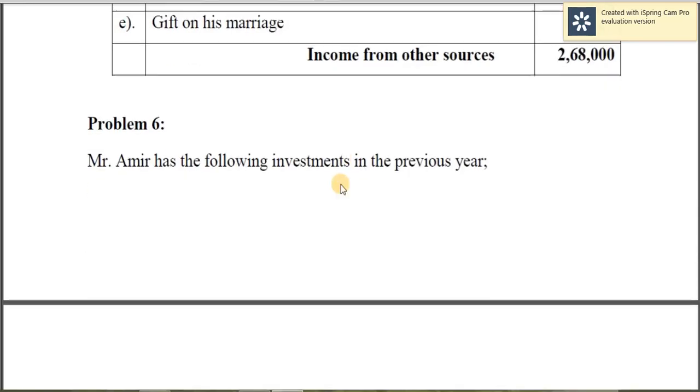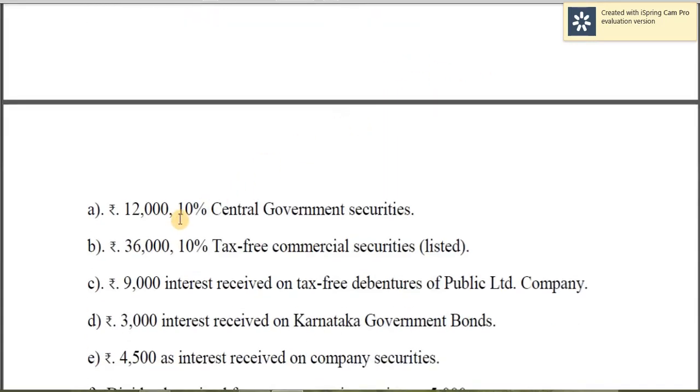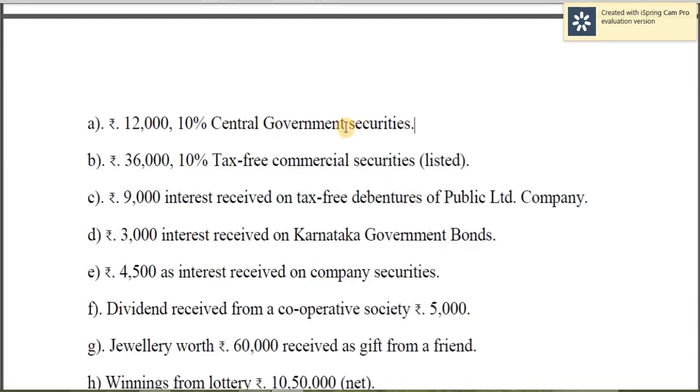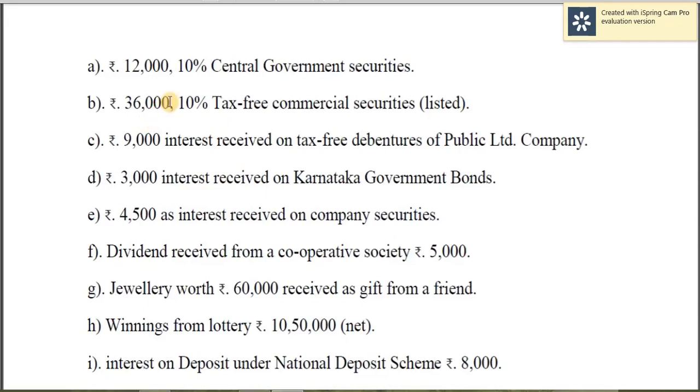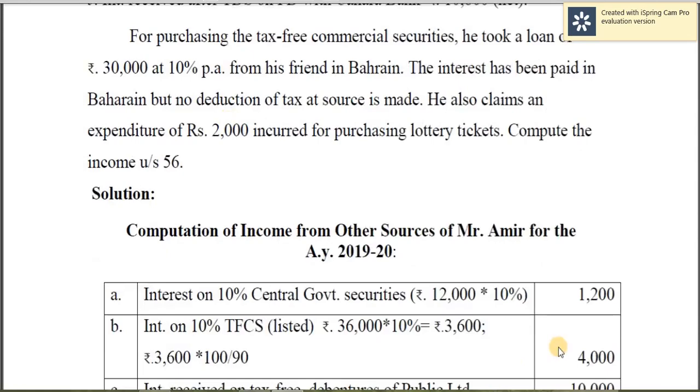Now we will move on to problem number 6. Nayak has the following investments in his previous year. 12,000 of 10% central government securities. This is a taxable government security, so no TDS; straight away apply 10% on this. So 1,000 you will get, that is taxable. 36,000 of 10% tax-free commercial security. When a tax-free commercial security is given, whether the rate or the amount is given, it should be grossed up. When the rate is given, apply the rate, you will get 3,600. That should be grossed up, and therefore that will come to 4,000 rupees.